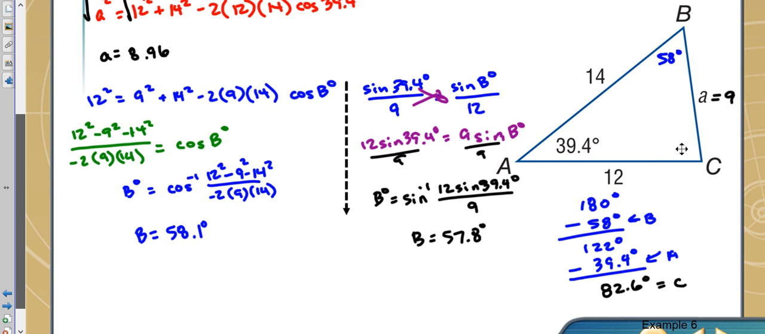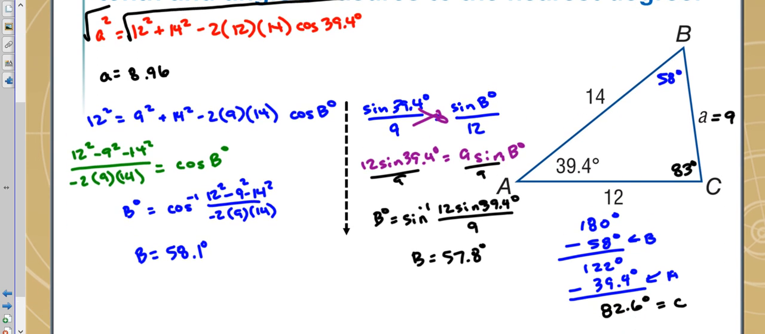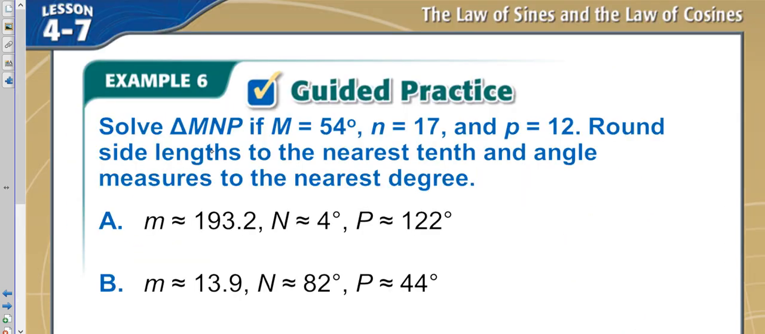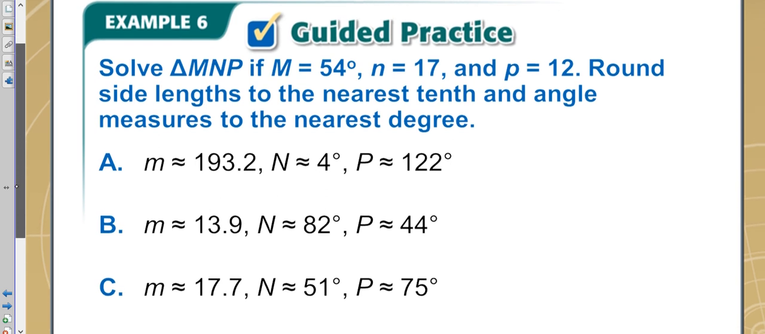They said round to the nearest degree, so I'm going to just say 83 degrees. I know it's weird because that doesn't add up to 180, but such is life sometimes. You get weird instructions, you get weird answers. So there it is. All right, now you try this one.